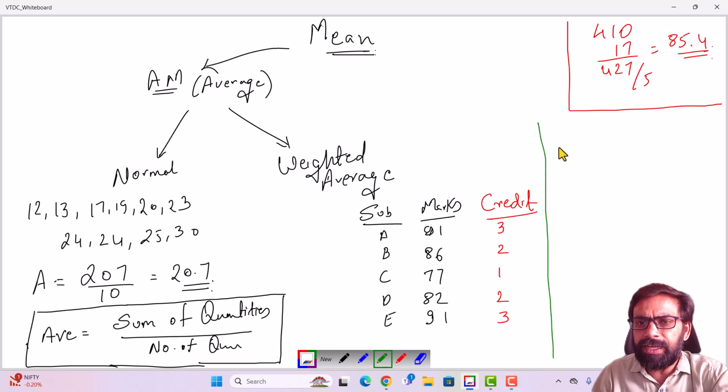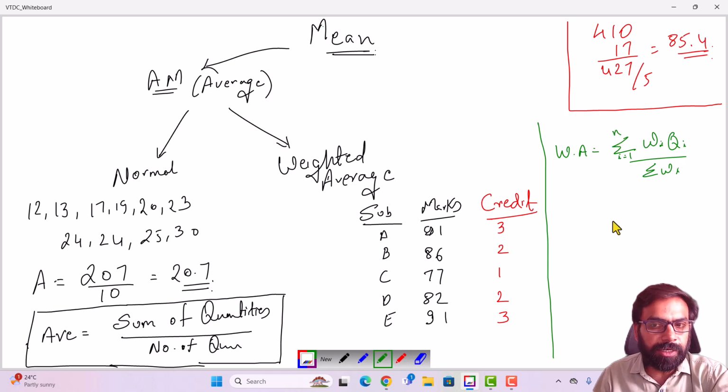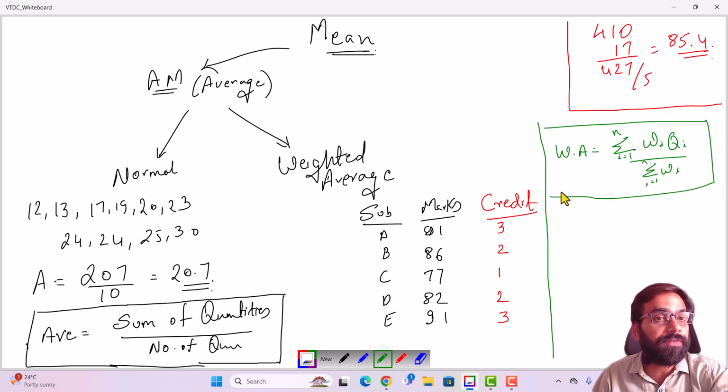And I get weighted average. Statistically, it is nothing but sigma of the product of the weights multiplied by the respective quantity, divided by the sum of the weights over here, with i starting from the first quantity going up to the nth quantity. Same is the case over here, i starting from the first quantity going up to the nth quantity. This is the formula for weighted average.